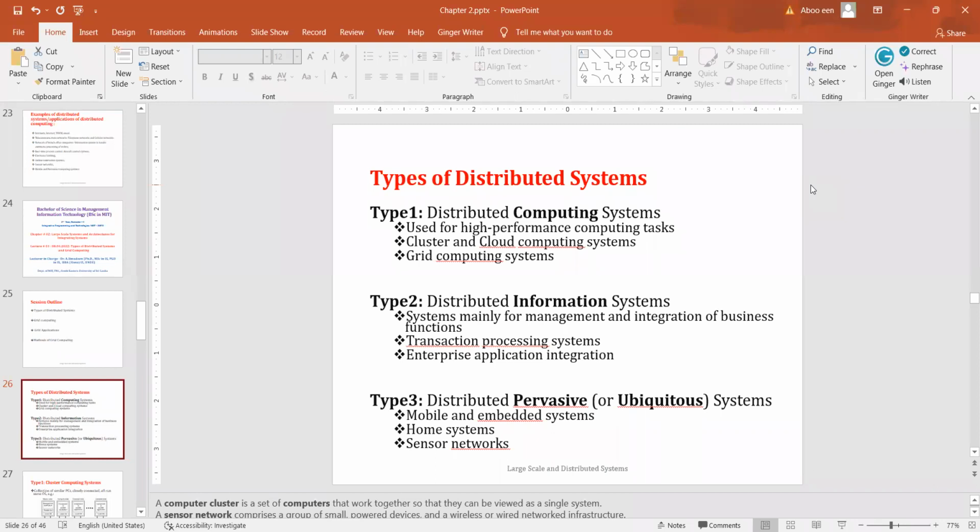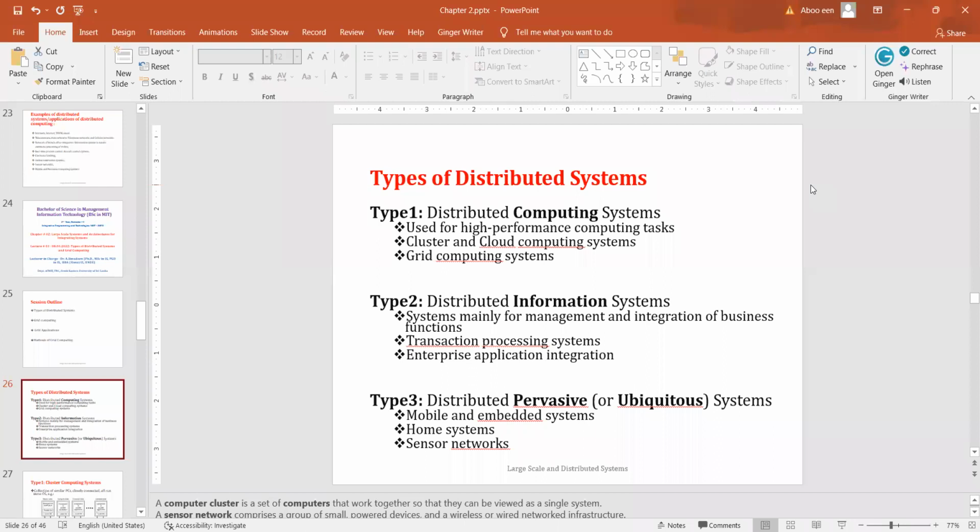Basically this type of distributed system, type 2, distributed information systems, are for industrial, large scale enterprise-wide information systems. These information systems are mainly for the management and integration of business functions. It is a hidden term for ERP systems.